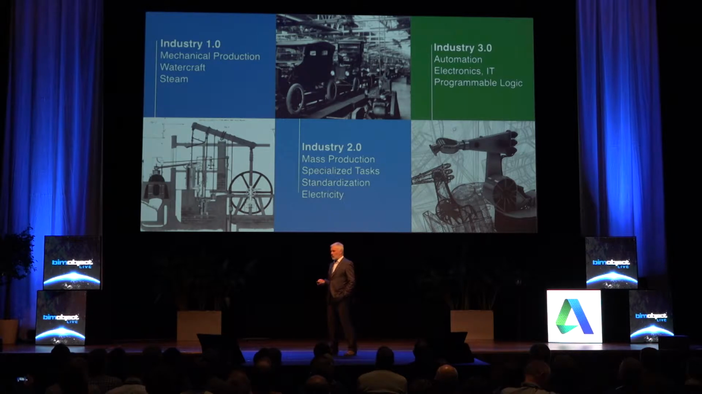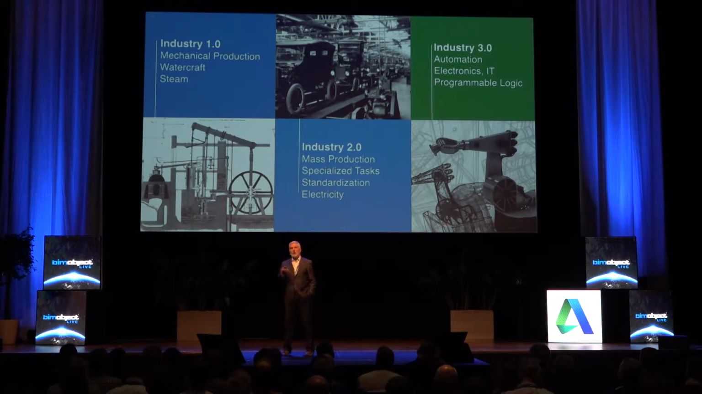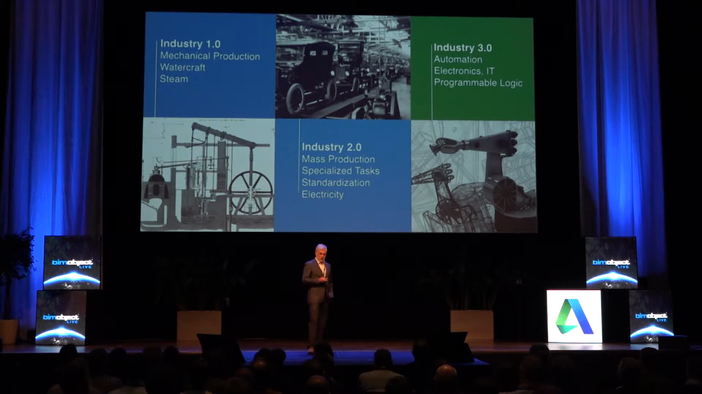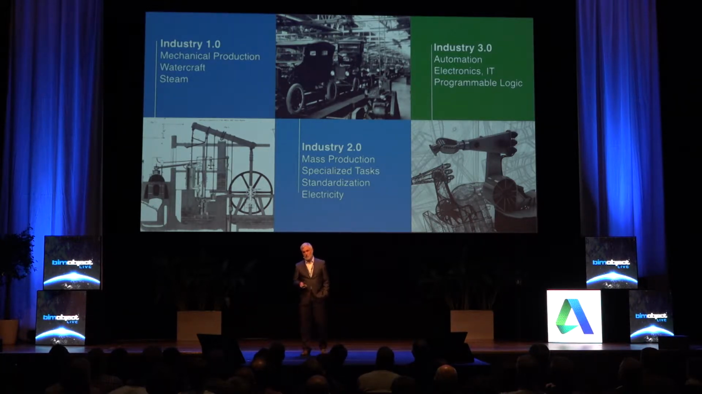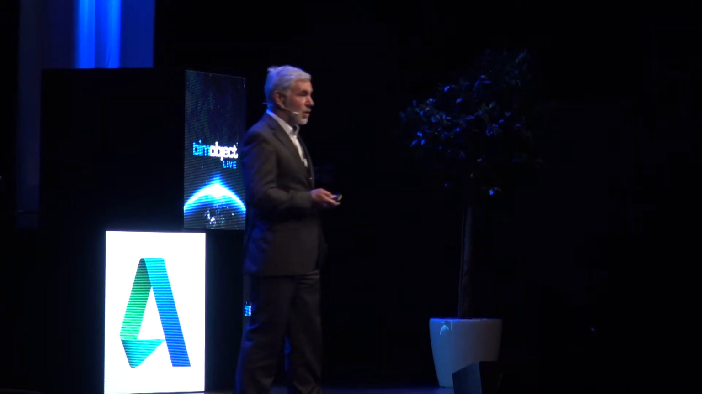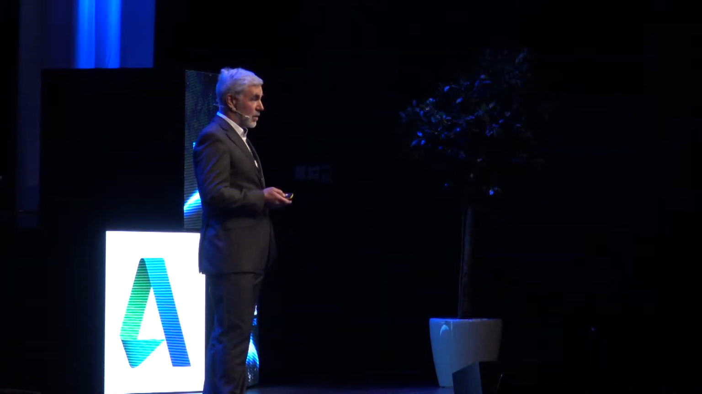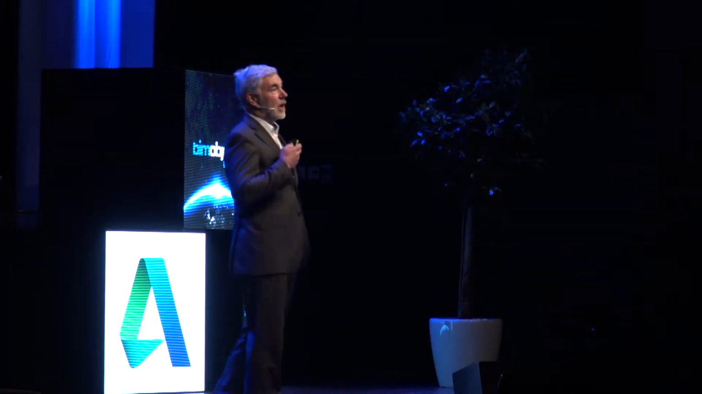The first industrial revolution, as we all know, driven by watercraft and steam power, has extremely pushed productivity. In the second industrial revolution, it was the electricity that enabled standard production, mass production. In the third industrial revolution, it was the information technology, the electronics, the computer technology that have driven the automation processes.